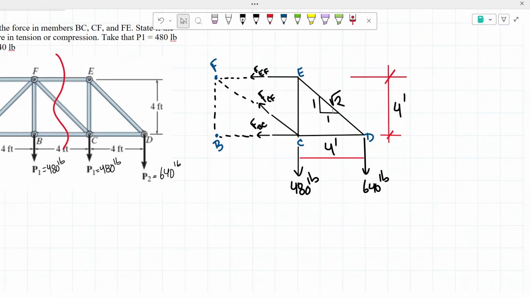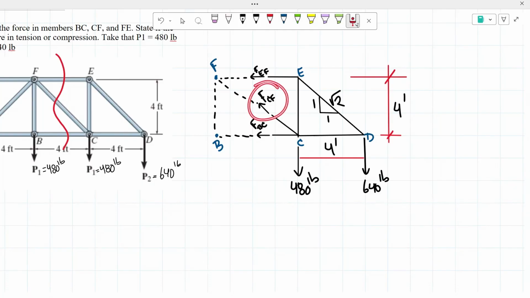So now that we have that, the first step that I'm going to do to use the method of sections, as you guys can see, we already drew out, I'm going to be taking the sum of the moments about point C. Because if I were to take the sum of the moments about point C, to start off, we know that the 480 pounds would not be creating a moment. The force of the bar BC will also not be creating a moment.